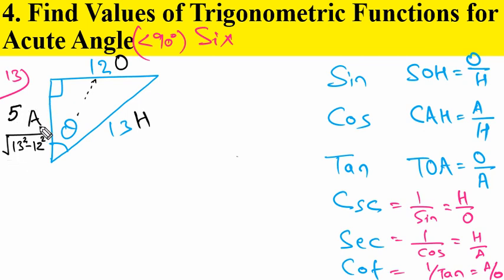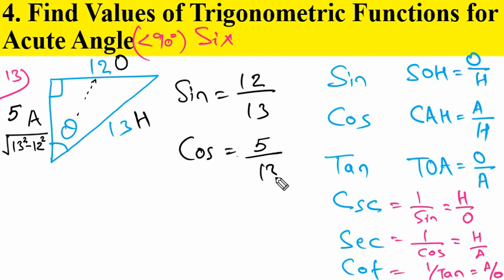Okay. Now we will use the trigonometric functions. So sine is equal opposite. Opposite is 12 over hypotenuse is 13. Cos is equal adjacent. Adjacent is 5. Hypotenuse is 13. Tan. Tan is equal opposite is 12. Adjacent is 5. Now what about the remaining ones?